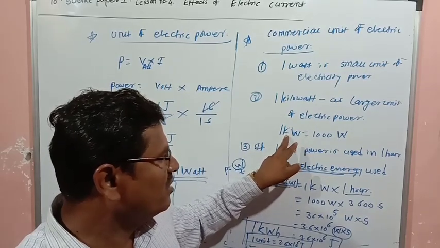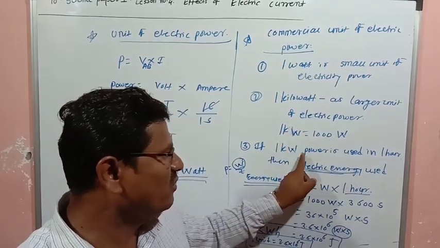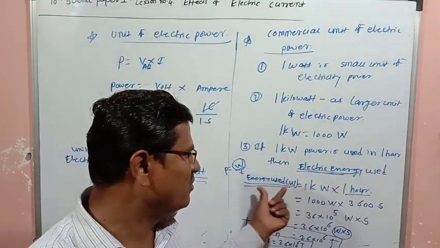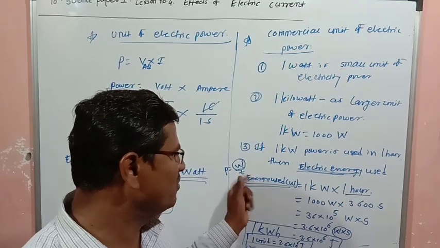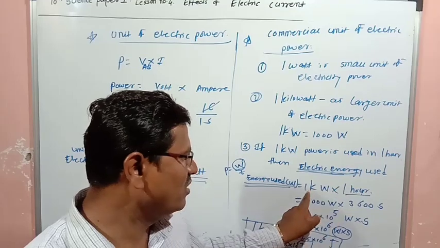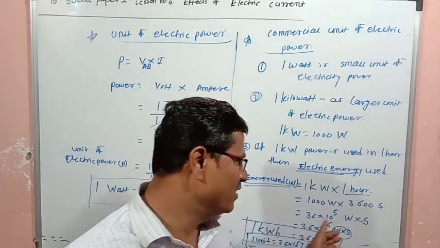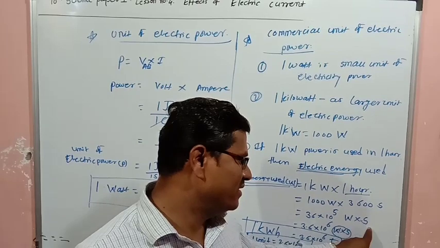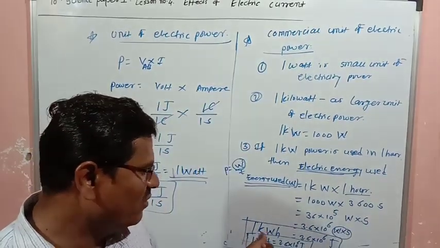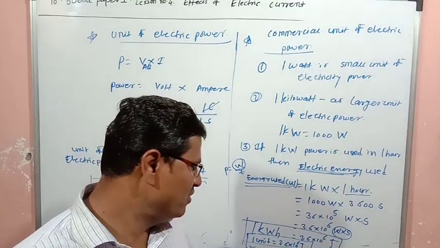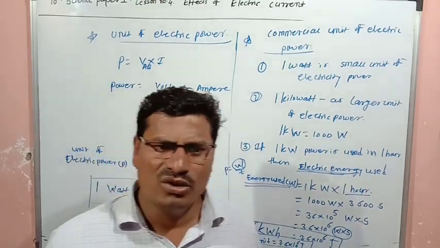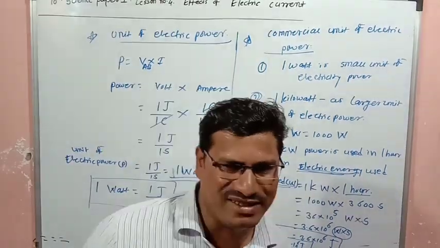The next one: 1 kilowatt is 1000 watt, and if 1 kilowatt power is used for 1 hour, then the energy produced or heat produced, W is equal to PT. P means power, 1 kilowatt. T means time. So 1000 into 3600, 36 into 10 raised to 5 watt second. So 3.6 into 10 raised to 6 watt second, and 1 kilowatt hour is equal to 3.6 into 10 raised to 6 joule, and 1 unit is 3.6 into 10 raised to 6 joule. So this is the unit used for electricity bills.